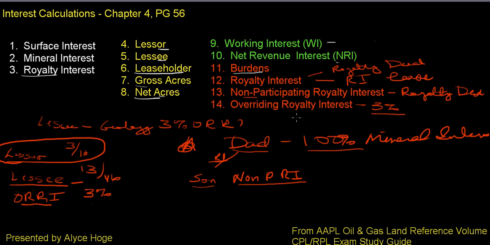An overriding royalty interest is different from a royalty interest because it's something that's given over and above what's in the royalty payment, and the working interest owner pays that bill, not the lessor. Okay, so that's just some basic terminology, and I think this will be really helpful for you as we go through these next three calculations.